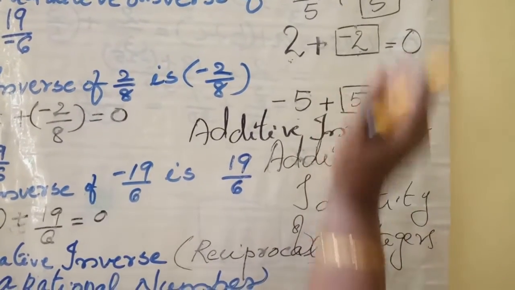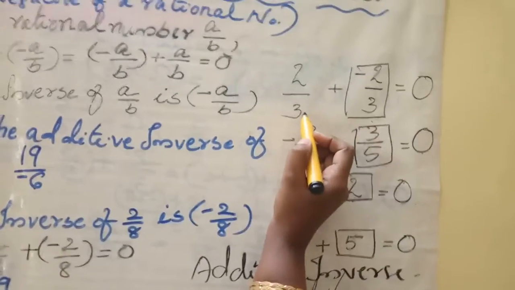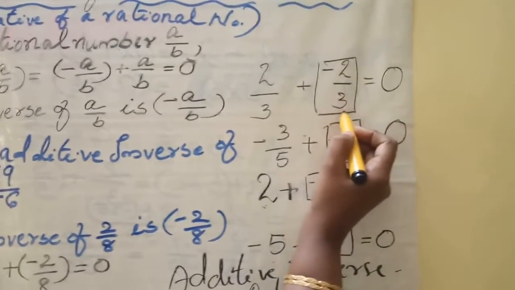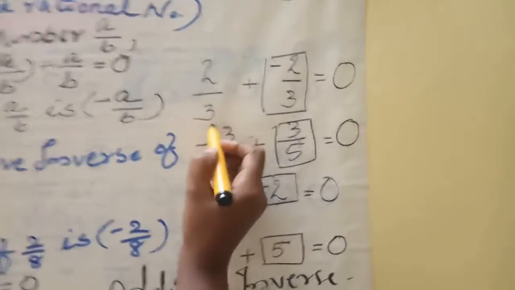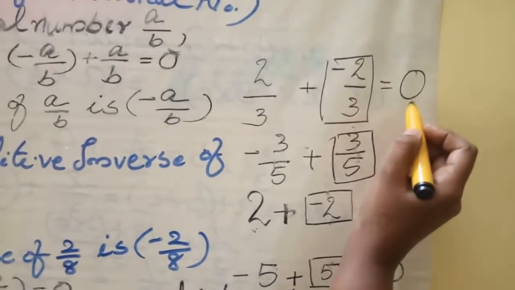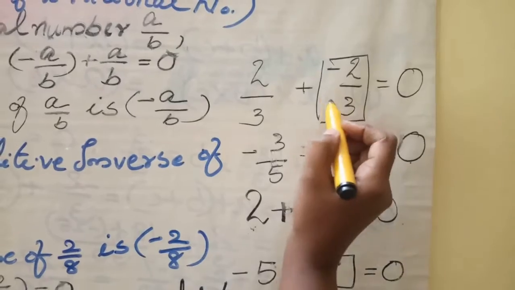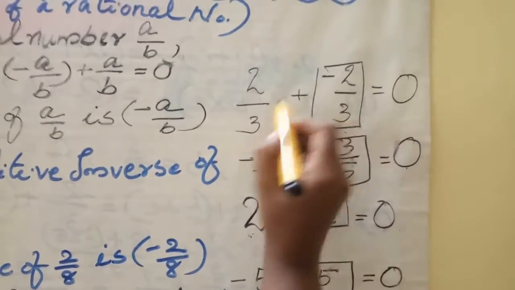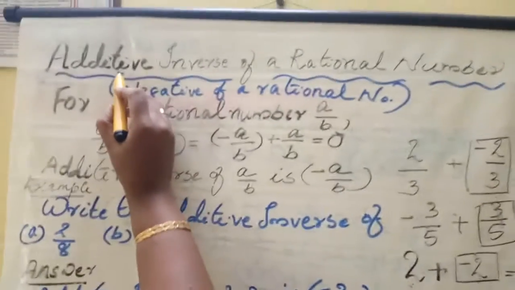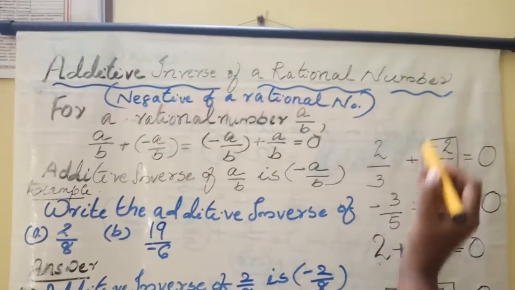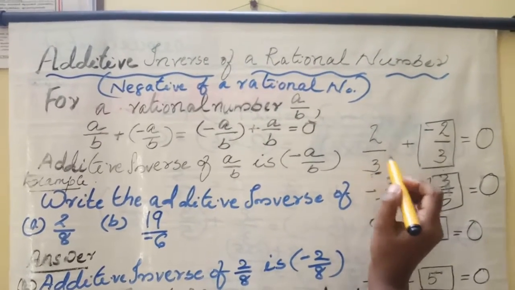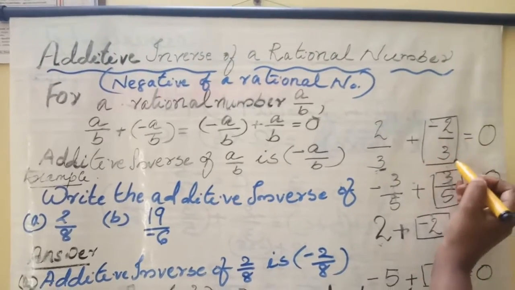In the same manner, here we consider this rational number 2 by 3 plus minus 2 by 3. What is this minus 2 by 3? Negative of 2 by 3. You get the answer 0. 0 means what? Additive identity. To get the additive identity 0, we are adding minus of this, that is minus 2 by 3. So this minus 2 by 3 is called what? Additive inverse of the rational number 2 by 3. Or 2 by 3 is called additive inverse of what? Minus 2 by 3.